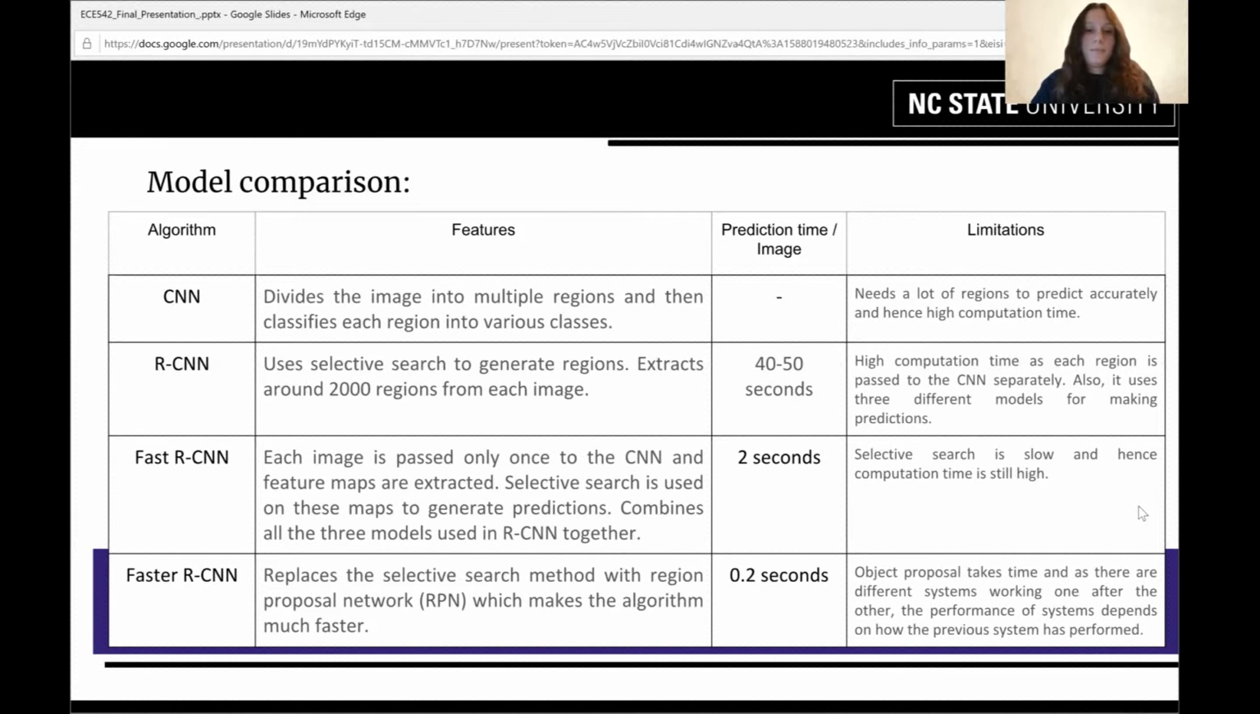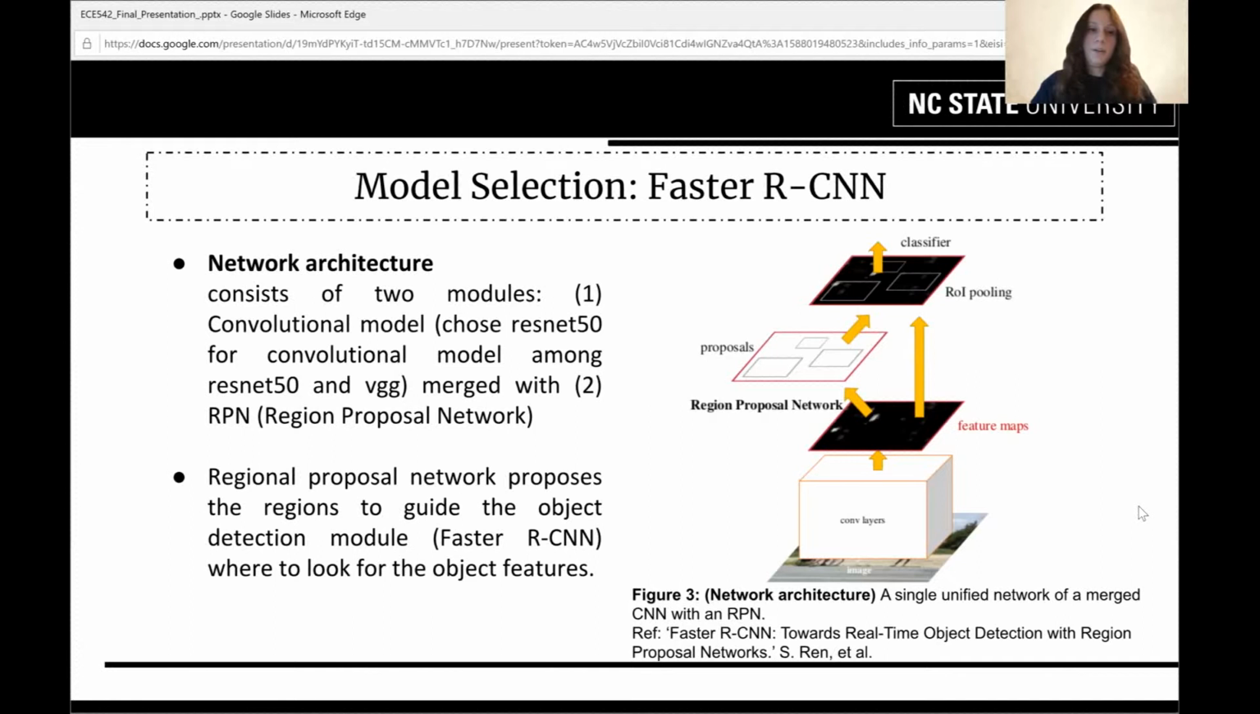What you need to know about the Faster R-CNN model is that it is a network that consists of two modules: a convolutional model, where we chose ResNet-50 over the other option of a VGG, merged with a region proposal network. The region proposal network proposes the regions, and it guides the object detection module on where to look for the object features. These two modules get unified during the training process when we alternate between fine-tuning the hyperparameters for object detection and fine-tuning the hyperparameters for the region proposals.